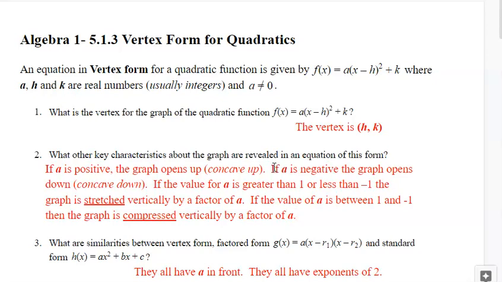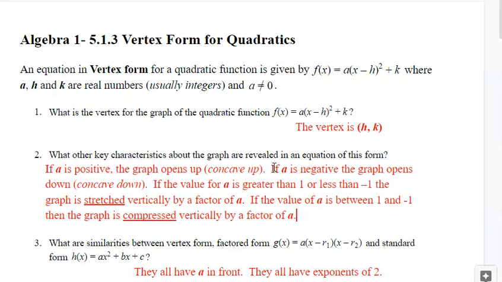All right, what other key characteristics about the graph are revealed in an equation of this form? Well, if a is positive, that's telling you the parabola for this graph will open up. We say concave up when a graph opens up. If a is negative, the graph opens down. We say concave down when a parabola opens down.